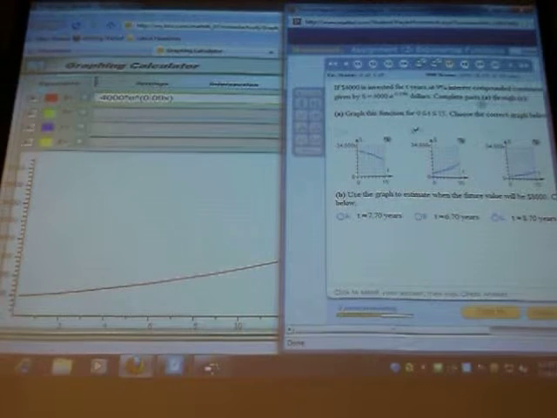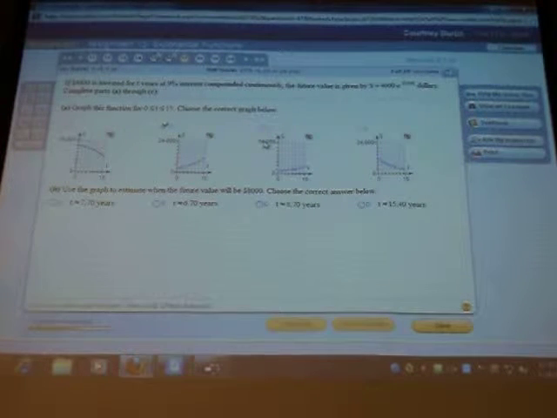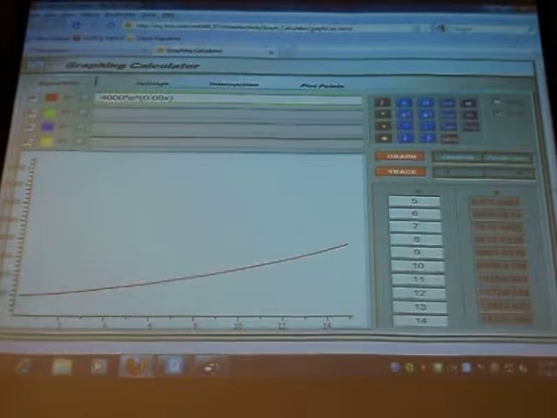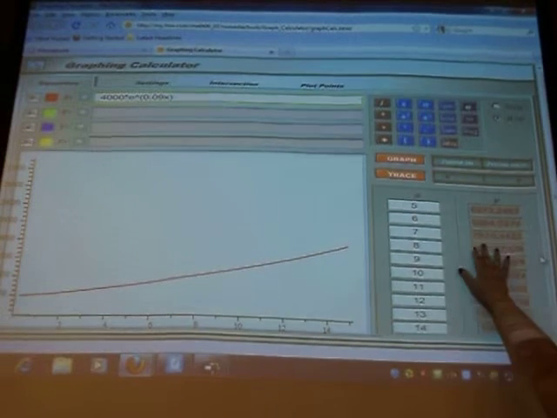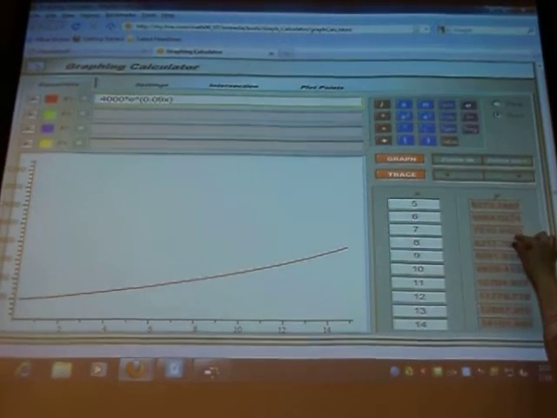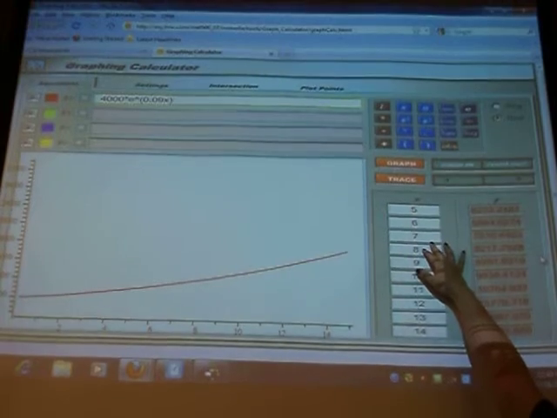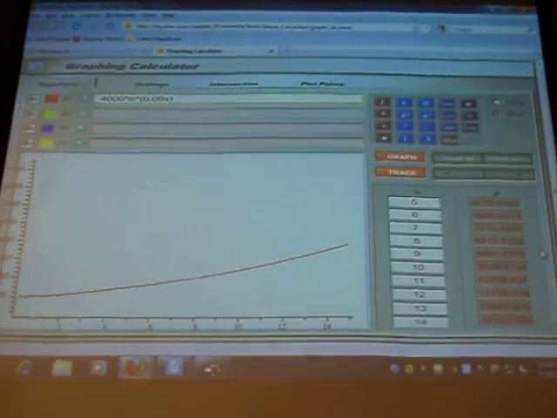Now, this is something we haven't done before. It says use the graph to estimate when the future value will be $8,000. So it's asking when will my $4,000 grow to $8,000? There's a couple different ways I can do this. One way is to scroll through my table until I see 8,000. It looks like between 7 and 8 years, so I know my answer is going to be between 7 and 8 years.